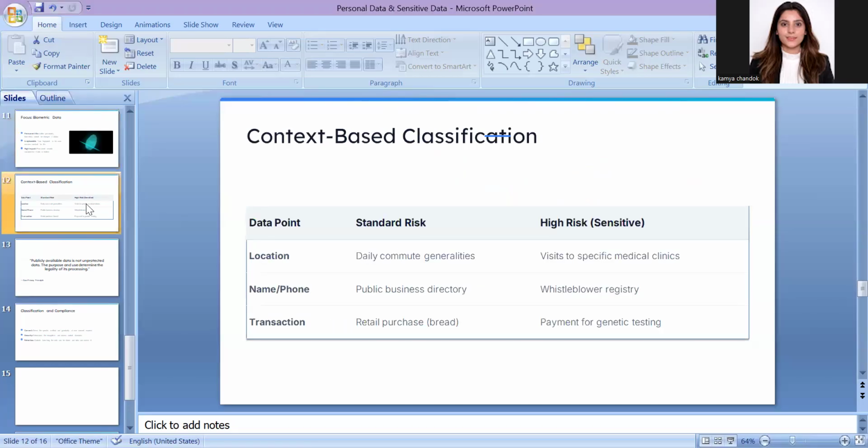Okay, so here again, the context matters in data classification, because data does not exist in a vacuum, right? The same data can be personal in one context and sensitive in another. For example, location data casually shared among friends may be harmless, but location data tracked continuously by an employer becomes intrusive. So the law looks at the context, purpose and impact, and not just the labels.